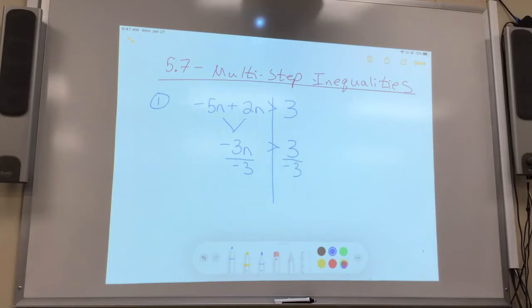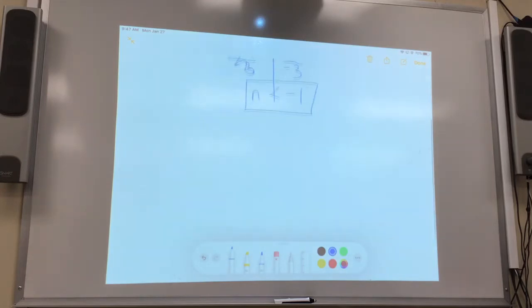Yes? You do flip the sign on this one because you divided by a negative. So it's going to be n is less than negative 1. Okay, so that's one kind of example. Are we ready to move on? Okay, number 2.